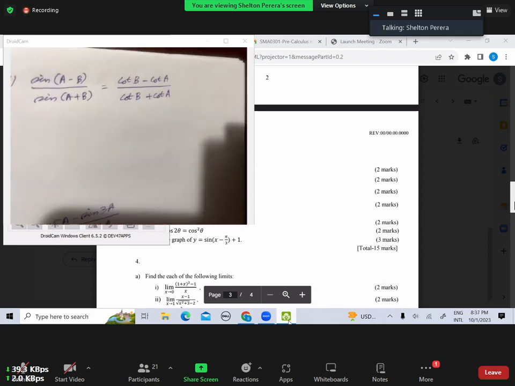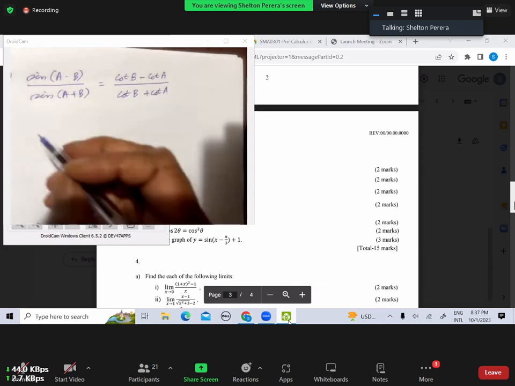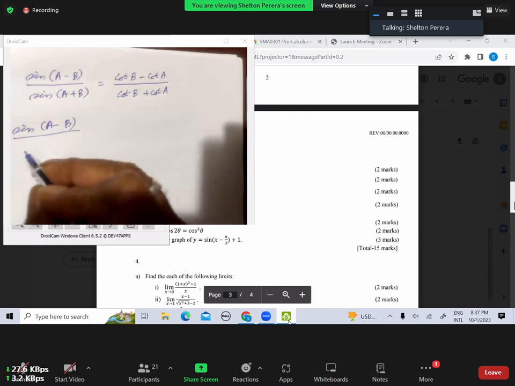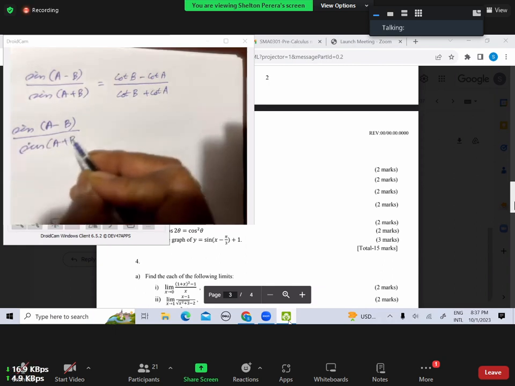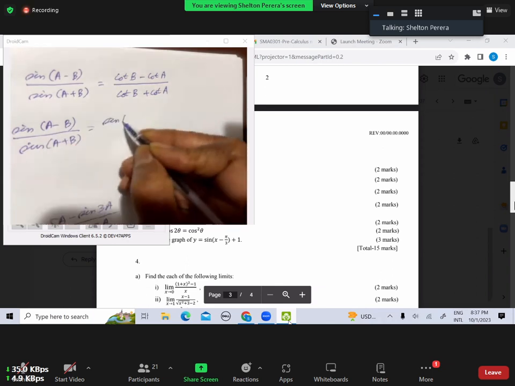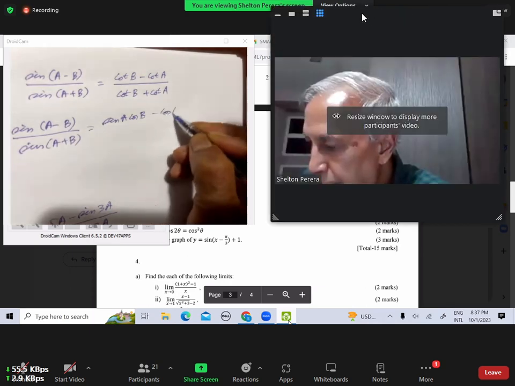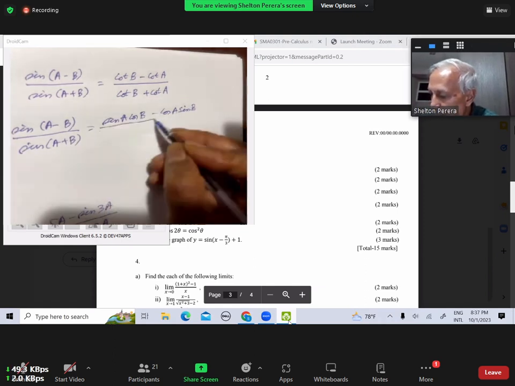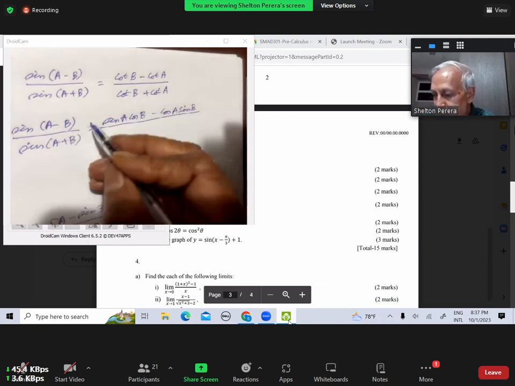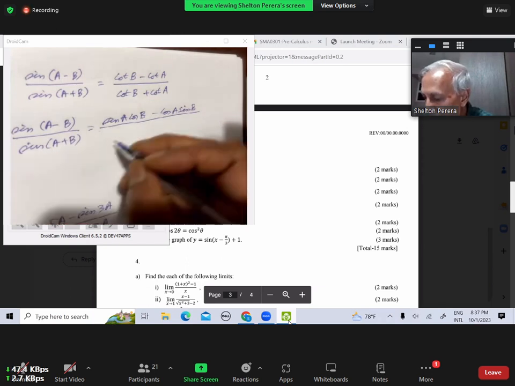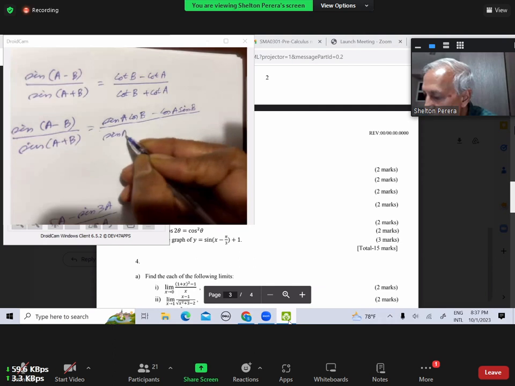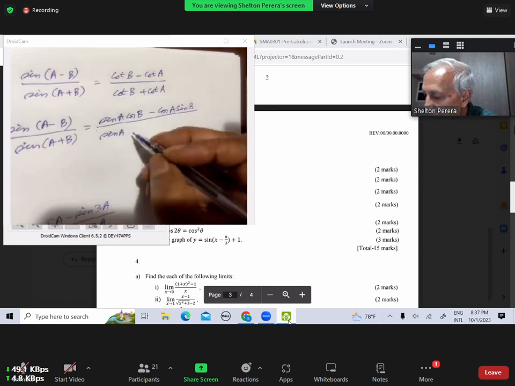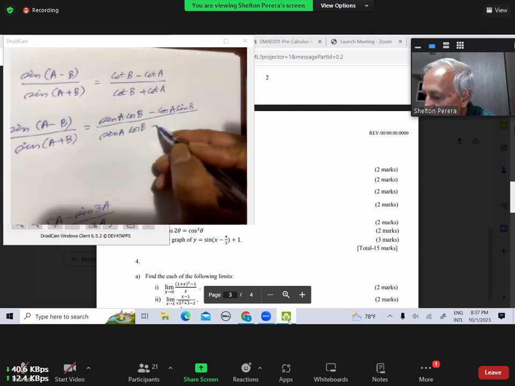How do you prove this? Sin A minus B. I told you, we will give you the formula. Start with sin A minus B divided by sin A plus B. Sin A minus B is sin A cos B minus cos A sin B, divided by, that's a trigonometric identity, the difference formula. So addition, sin A plus B is sin A cos B plus cos A sin B.